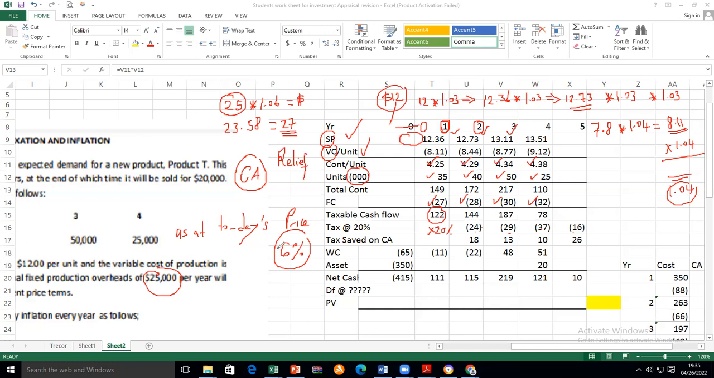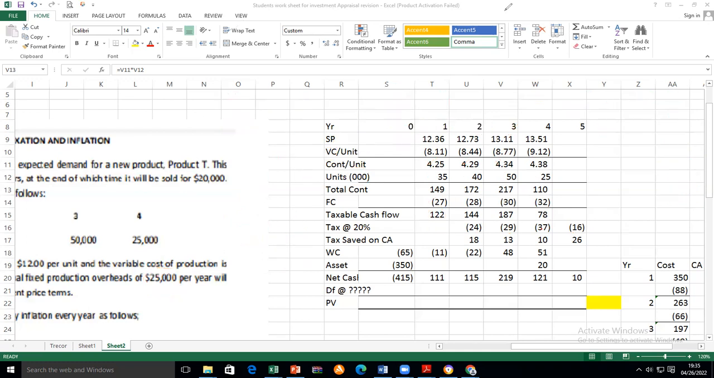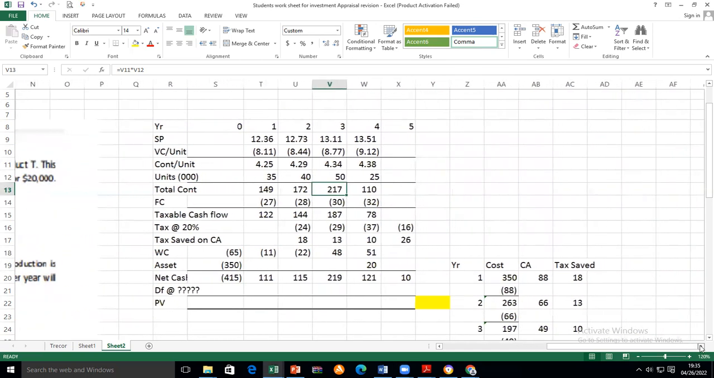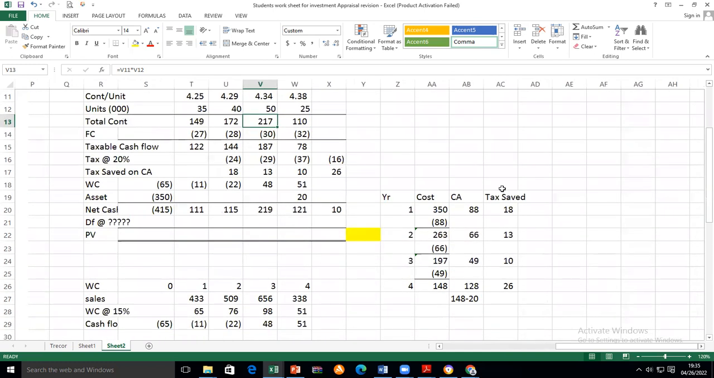So let us now go and calculate the capital allowances. So that's the first step that you're going to do. Let's calculate capital allowances. They have given us information about capital allowances. What information did they give us about capital allowance? They told us that it is 25% reducing balance. So that information has been given to us. Reducing balance. So that's the method that you need to use.